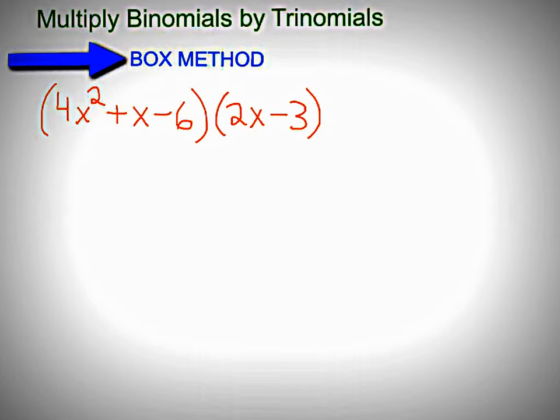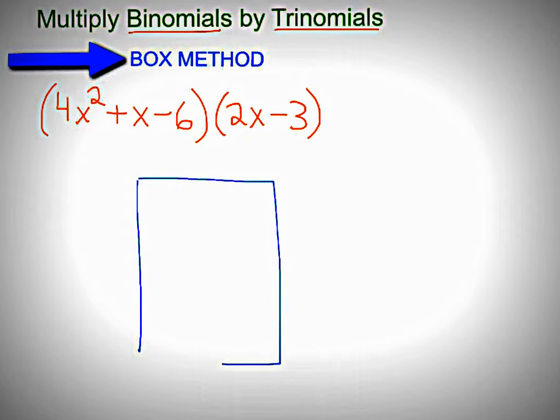Alright, so now we're going to use the same concept, but instead of multiplying two binomials together, we're multiplying binomials by trinomials. So, same idea. I'm going to show you the two different methods, and you get to choose which one you'd like to use. So, box method: instead of doing a 2 by 2 box, I need to create a 3 by 2 box because I have a trinomial and a binomial.